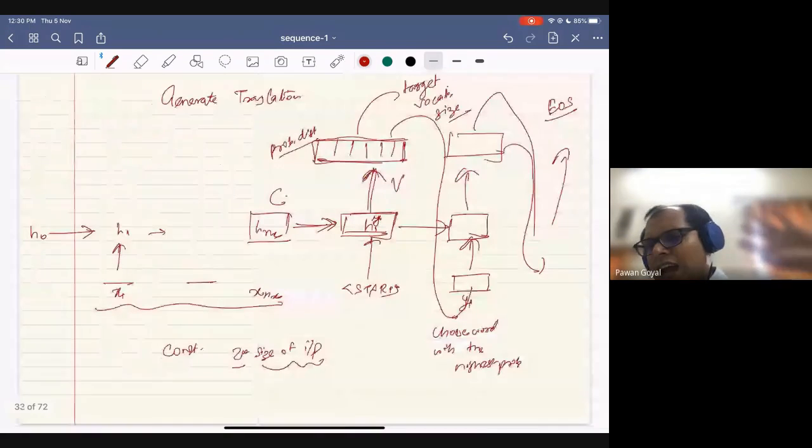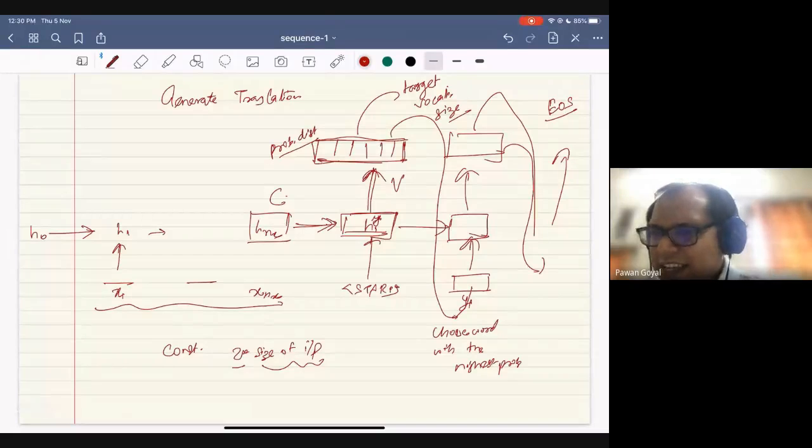But this is again greedy decoding. It's a greedy way of selecting. Now, why am I calling it greedy?